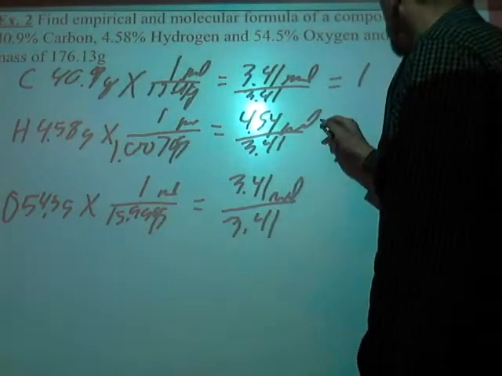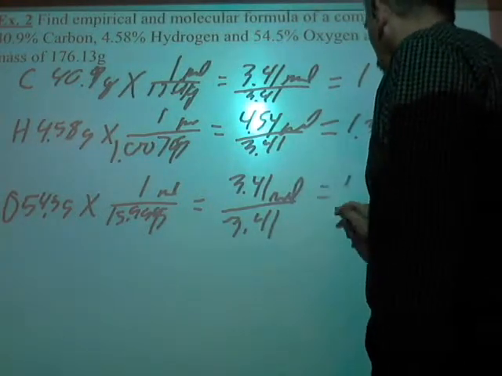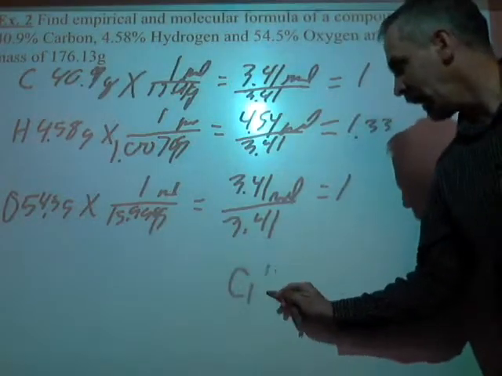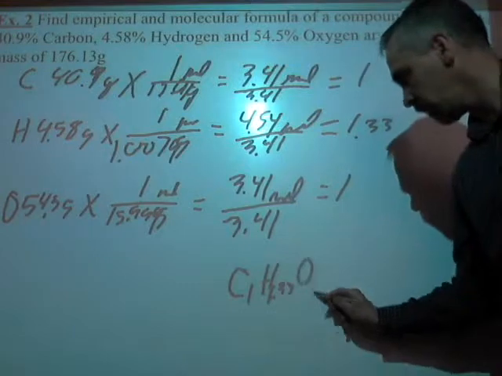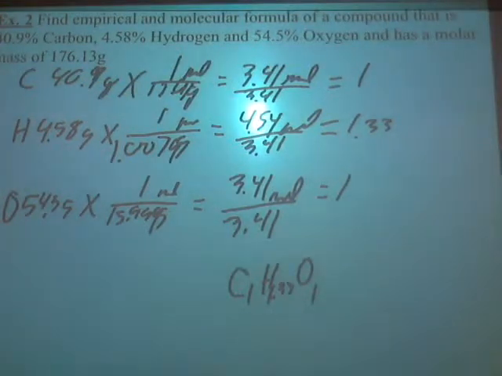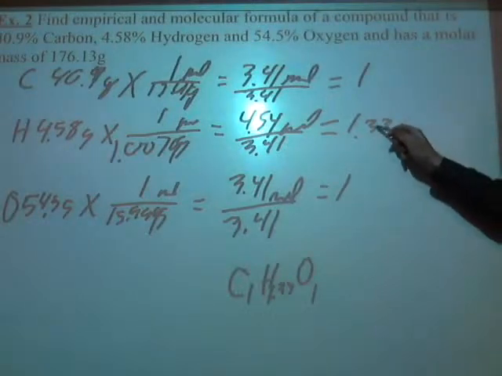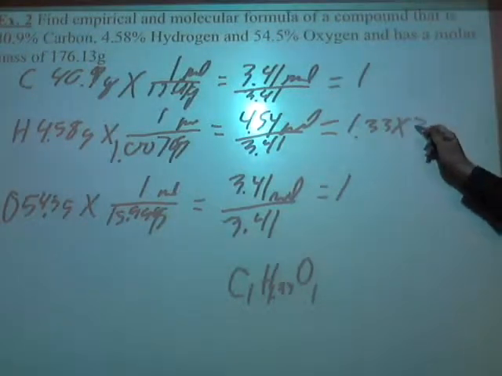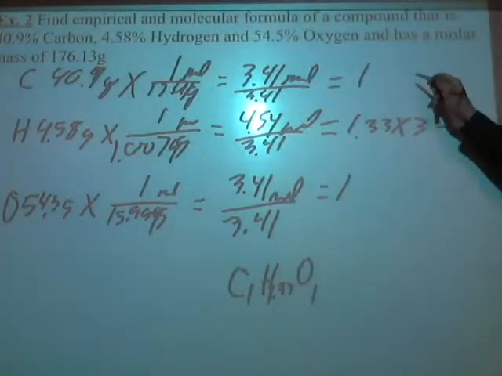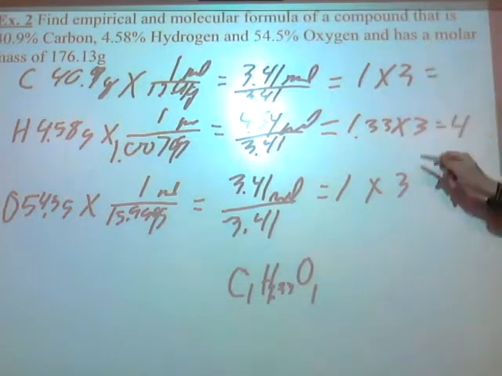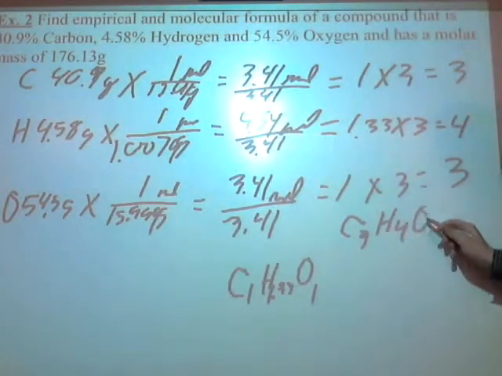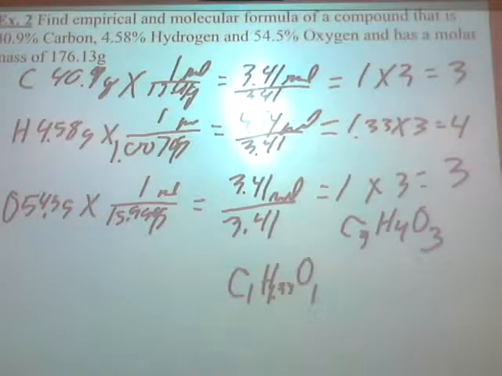And what I get is 1 to 1.33 to 1. Now that is your answer. Technically, it's just not in whole numbers. Your answer is C1, H, don't write this down, 1.33 to 1. What can I do to make them all whole numbers? I'm going to have to find the smallest number I can multiply this guy by so that I can round him up to be a whole number. And that would be a 3. And that's going to be 4. Then if I do that to him, I got to do it to everybody. And so your answer is C3H4O3. But you're not done anyway.